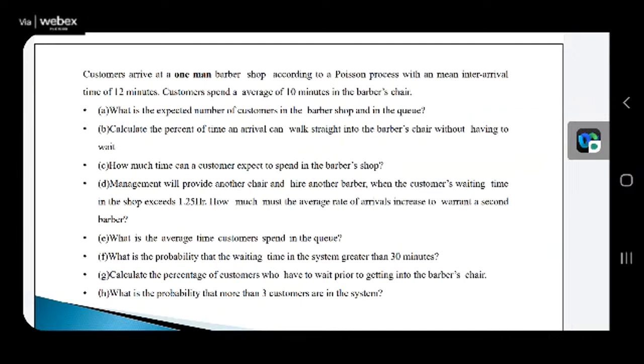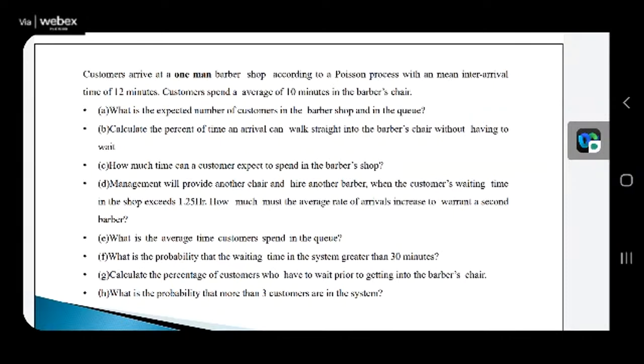Okay. So customers spend an average of 10 minutes in the barber shop. Only reading the first two statements, again can anyone guess what type of model it is? Because the first important thing is you have to identify the model. Is it M/M/1 infinite FIFO or something else? So that's very important here. Okay, so for now I will only tell the thing. See, it's a one-man barber shop. So server is one, so it will be M/M/1.